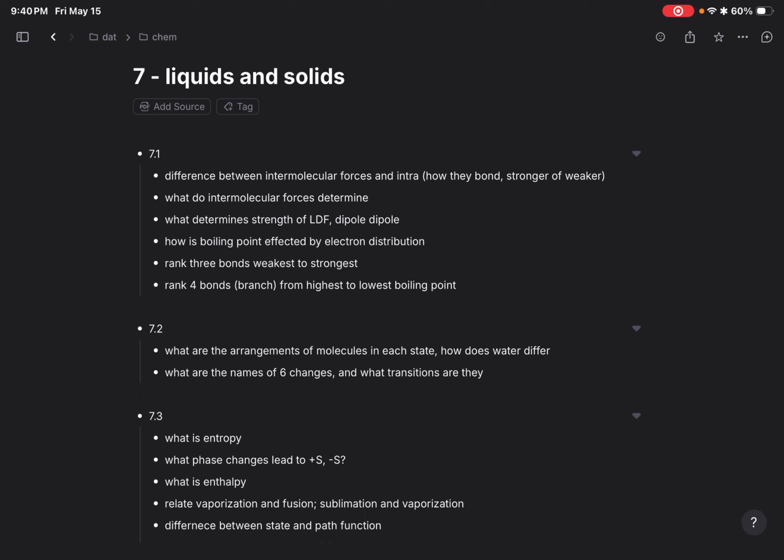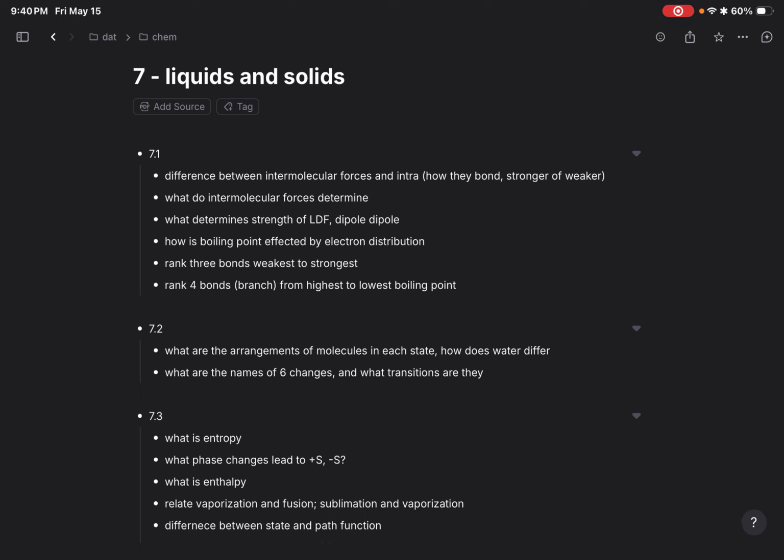If you have a stronger polarity, like a more electronegative difference, then that's higher polarity. That means you have stronger dipole-dipole. How is boiling point affected by electron distribution? Again, with the dipole-dipole, if your electron distribution is very polar, then you're going to have a stronger intermolecular force and therefore a higher boiling point. If you do not have that much polarity, like non-polar, you're going to have a lower boiling point.